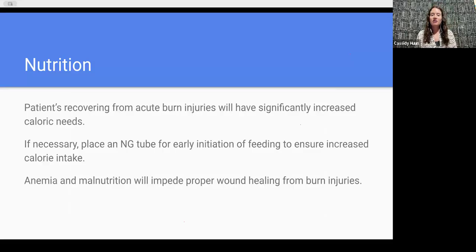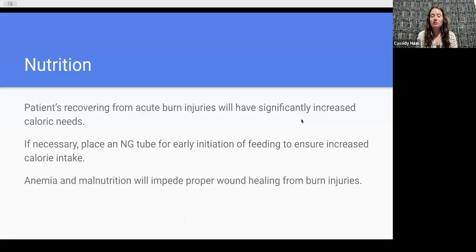Another key consideration in pediatric burns is nutrition. Patients recovering from acute burn injuries will have significantly increased caloric needs. We think about the resting energy expenditure of children. It's already a little bit higher than adults, and then having a burn injury keeps it high for quite a bit of time during the healing process. There's also a chance that some of our children suffer from malnutrition even prior to the burn injury, so keep that in mind.